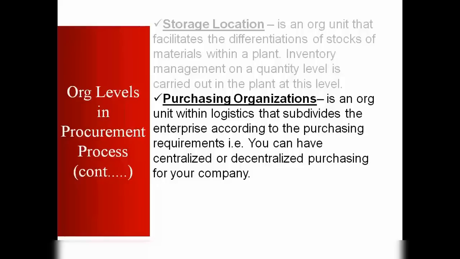Purchasing organization is just dividing the enterprise into different parts. For example, I can say my company is in Australia and I have, say, one plant in 4 different cities: Melbourne, Sydney, Adelaide, and Perth. I can create one common centralized purchasing org for all the 4 different locations, or I can have a separate one for each of them. The first purchase organization is responsible for Melbourne only, the second for the second, third for third, and fourth for fourth. Or I can have one common one for all. That's a purchase organization.